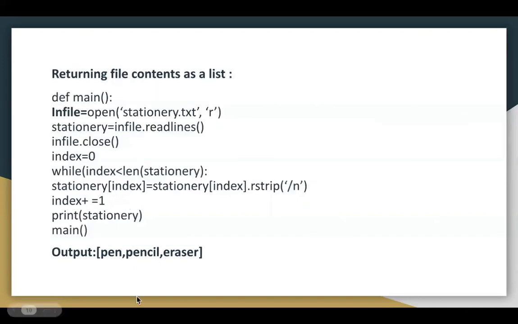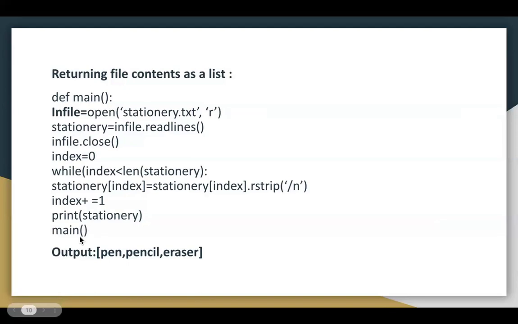So it will print the pencil. And next loop, it will be 2, and 2 is less than 3. It is true, so it will enter into the loop and print the eraser. And again, the index will be increased by 1. Its value will be 3. But while comparing, 3 is less than the length of stationery, but 3 is equal to 3. So it is false, and it will come out of the loop.